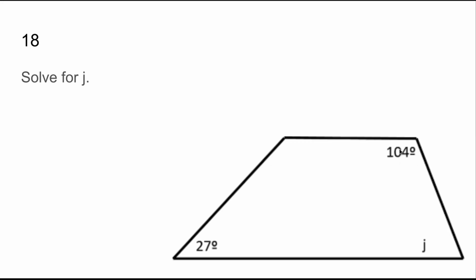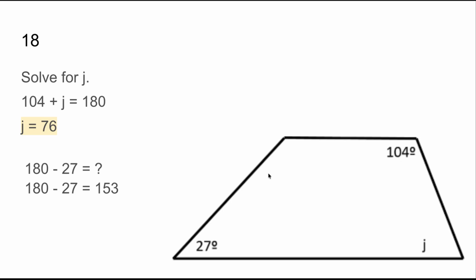So therefore, we know that 104 and j will add to 180. These are the two adjacent angles that will add to 180. And so when we subtract 104 from both sides, we get 76. We know that j equals 76. And if we wanted to just double check this, we know now that 27 degrees, and right here, this missing angle is 180. And so therefore, we know that this missing angle is 150. And so therefore, we have 153 plus 104 plus j, which is 76, plus 27 degrees, all equals 360. We have done it correctly.